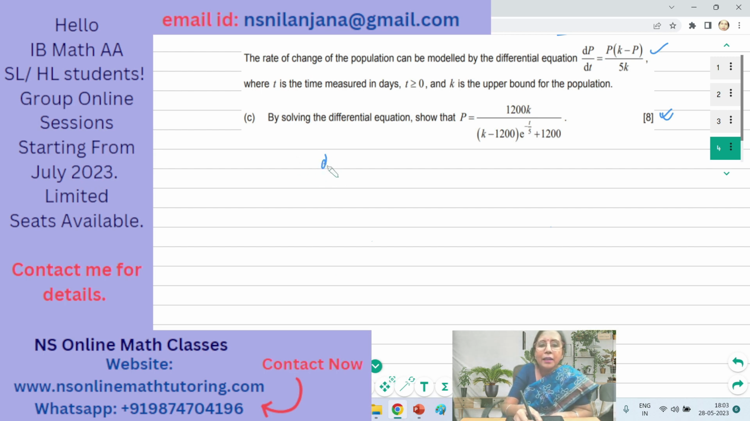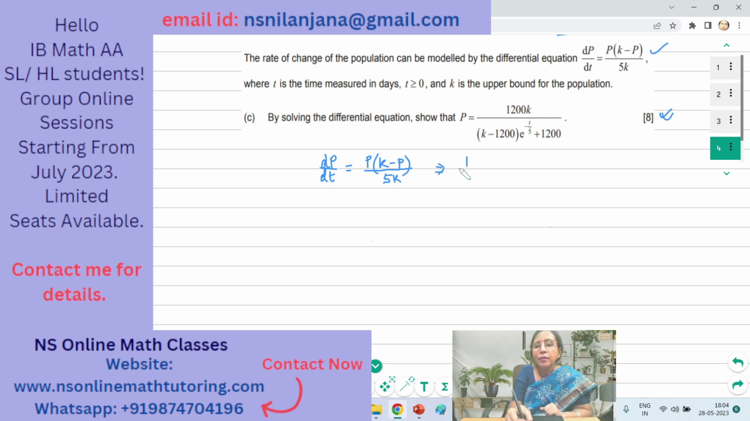It is dP/dt equal to P times (K minus P) over 5K. Okay, and we have to come to P. So obviously we have to integrate, we have to solve the differential equation, and we are seeing that the right side is having an expression containing P. So we divide both sides by P times (K minus P). Okay.